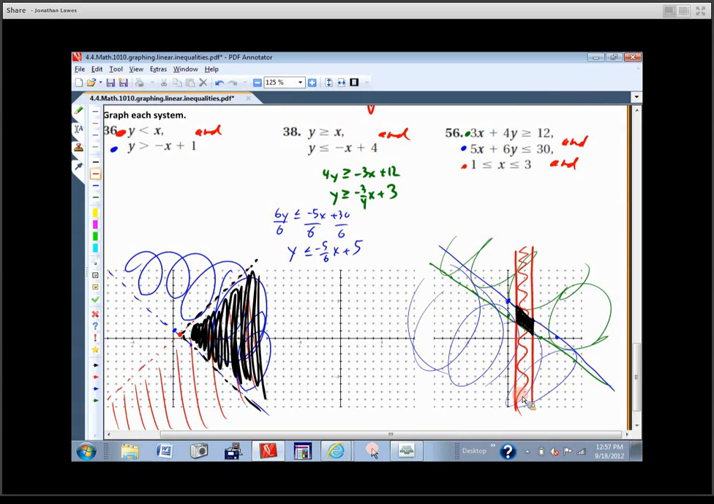Now, the weird part about this is, correct me if I'm wrong, but pretty much everything on the graph that we can see, everything is shaded, but only this is the answer. Can anybody remind us why? Zach? It has to be for every single question. That's the only place that has points that work in all of them. So anything that's shaded with green, shaded with blue, shaded with red, it's got to work in all of them at the same time. Okay, are there any questions?